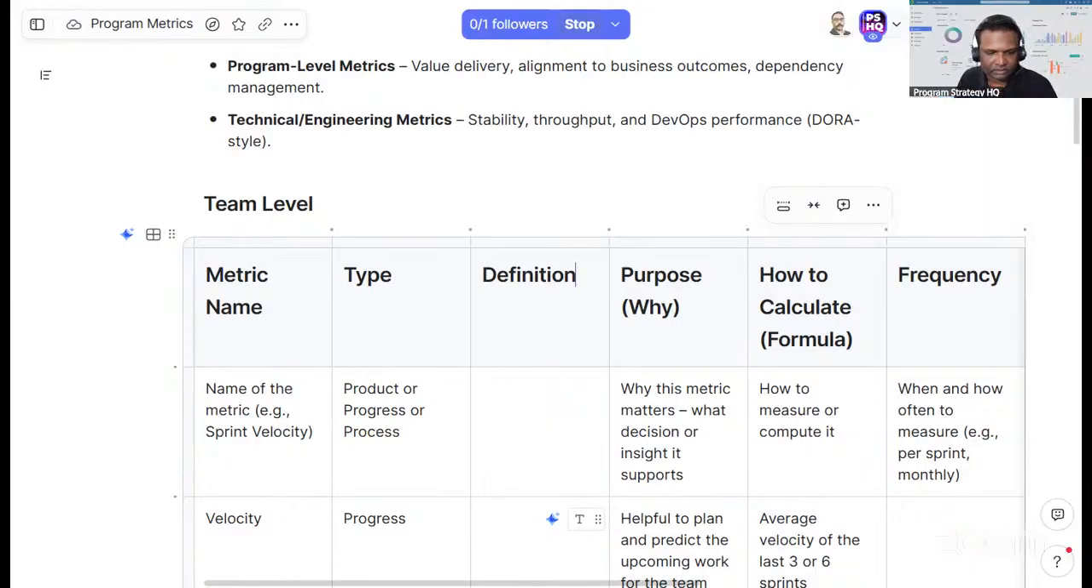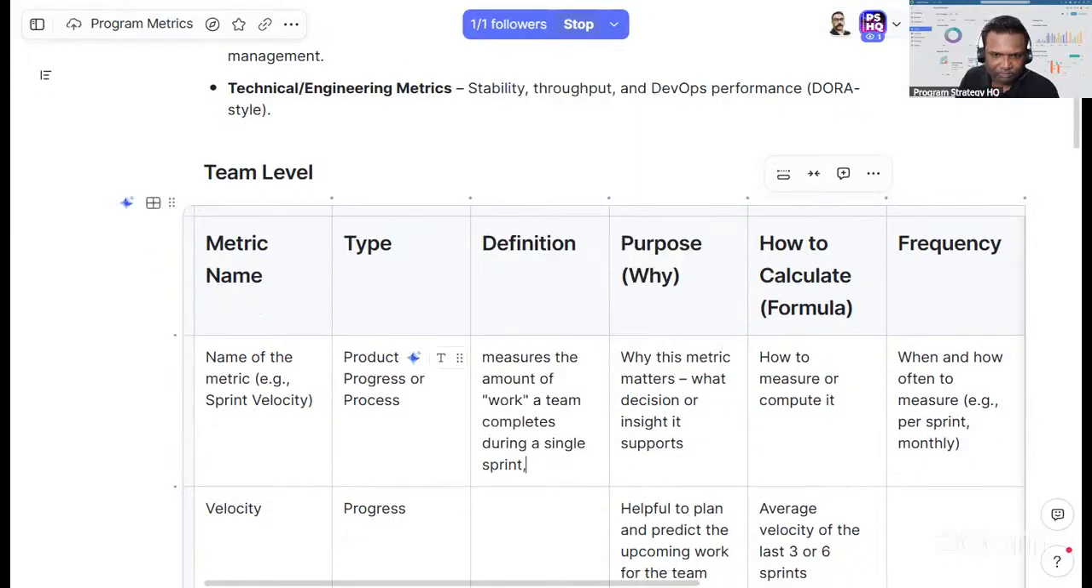Okay, so I'll take this. You can see my screen, right? Where I'm opening Google. Okay, so the standard definition is this. It measures the amount of work a team completes during a single sprint. Typically velocity is this, but when you say average velocity, that differs from org to org or company to company. What you're saying is the average of the last 3 months. So for each month, you have some velocity number, is it?